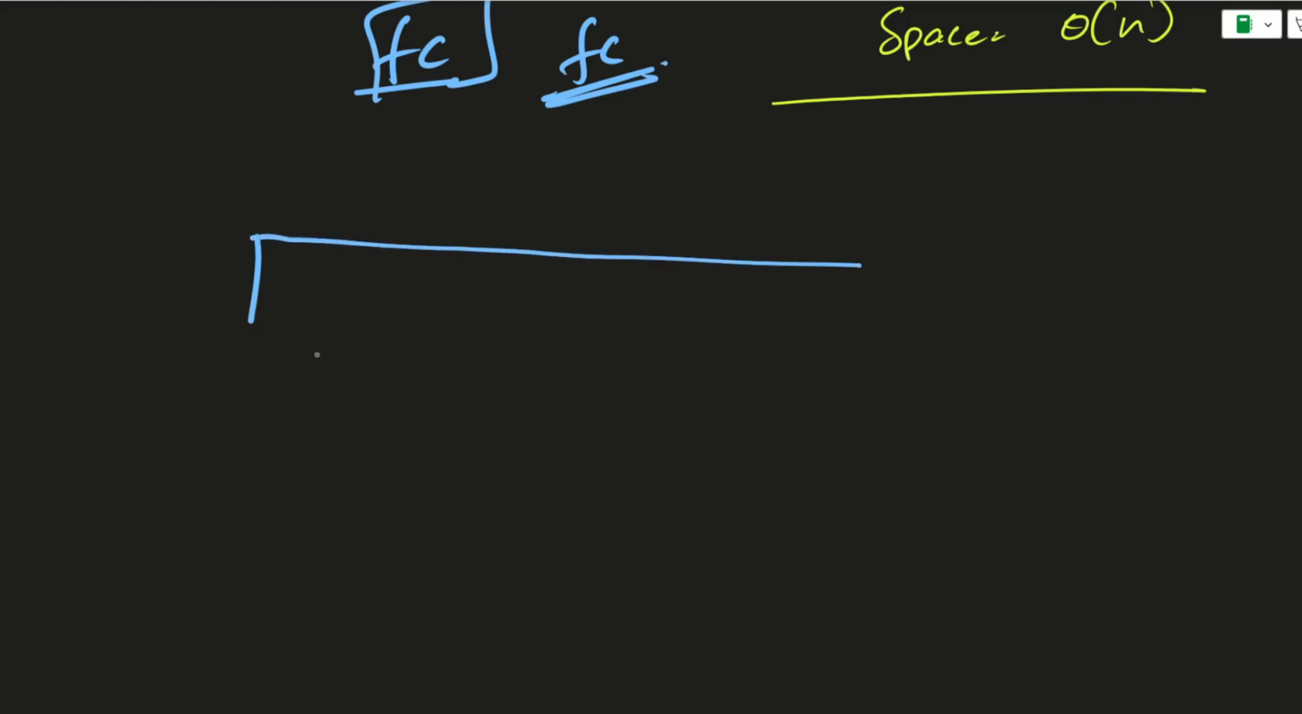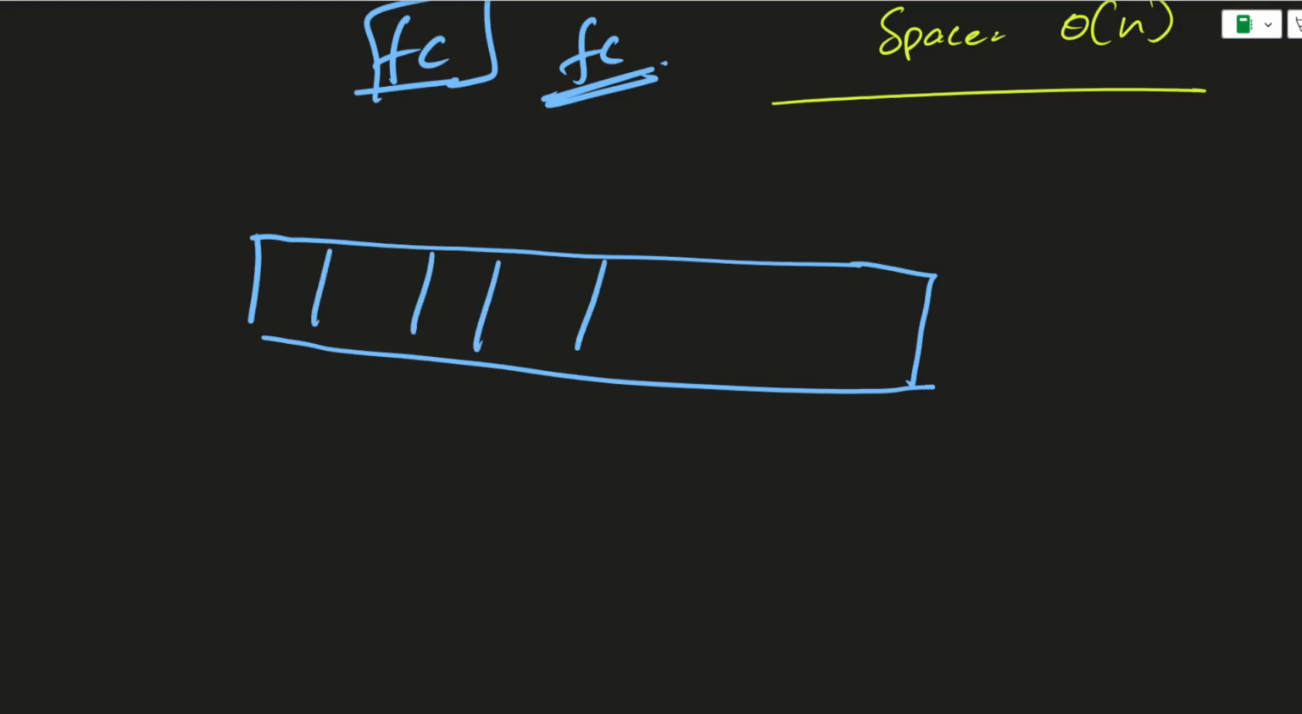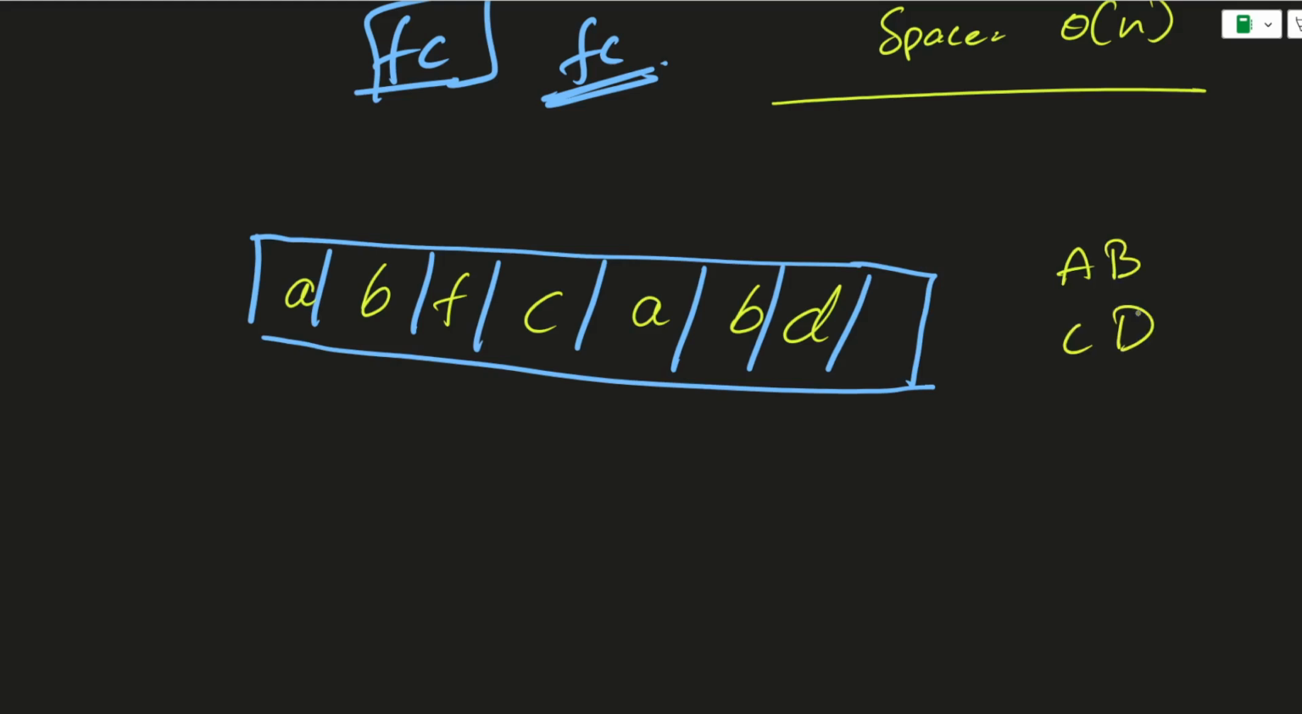Yeah, this array. So you can see first we got A, then we got B, then we got F, then we got C, then A, B, D. I think this is a string and we need to remove A, B and C, D.